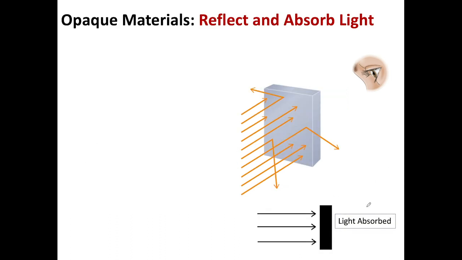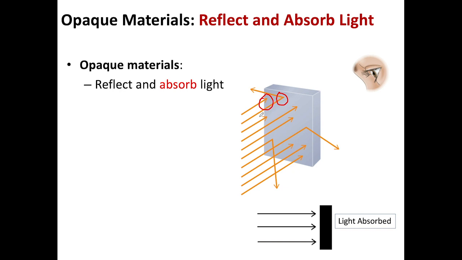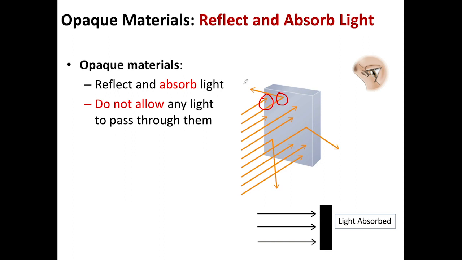Opaque materials are going to either reflect, so you can see that here, it's bouncing off, or absorb light. It's either going to bounce off if it's a really smooth, shiny surface, or it's going to absorb light if it's something like a black object. It does not allow any light to pass through. So there's absolutely no light on this side. If something is opaque, it doesn't transmit light. Objects cannot be seen through them, so I can't hold up a book and see through it.